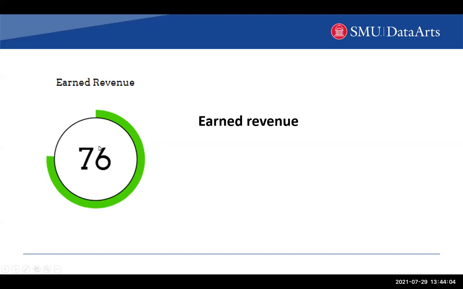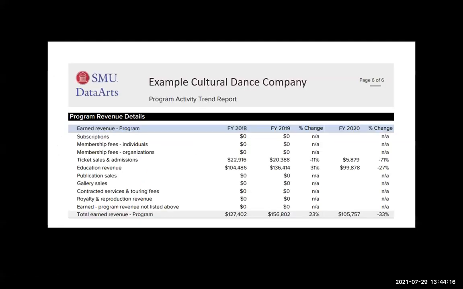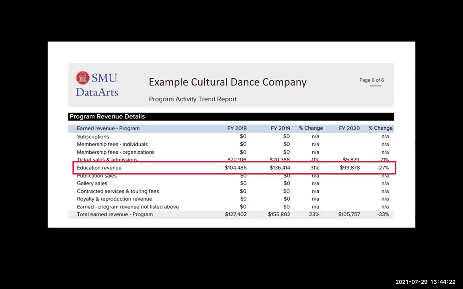So they want to focus on earned revenue here to think about what more specific data points inform this high-level indicator. When it comes to understanding their earned revenue, they want to start by looking at the breakdown of earned revenue by different sources. In order to do this, Example Cultural Dance Company can run a program activity trend report. This, of course, is from the Data Arts platform as well. And this shows us that the education program revenue makes up the majority of their earned revenue consistently over time.